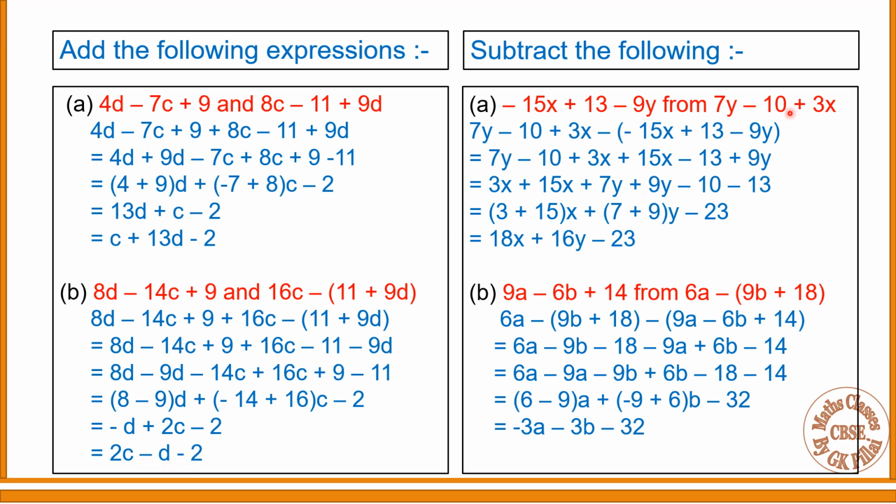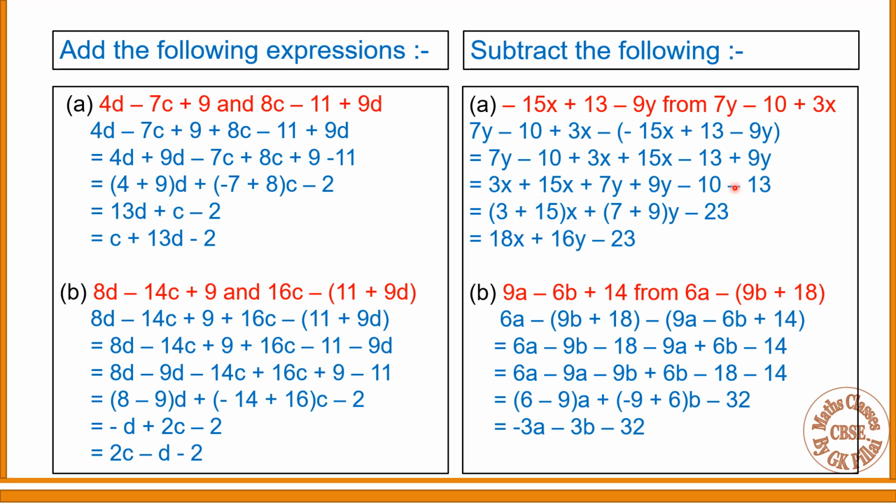Here subtracting one expression from the other one. Subtracting this from this, write this first, later on put a minus sign and write this one. Open the bracket and change the sign. This minus 15x will become plus 15x, this will be minus 13, and this will be plus 9y.